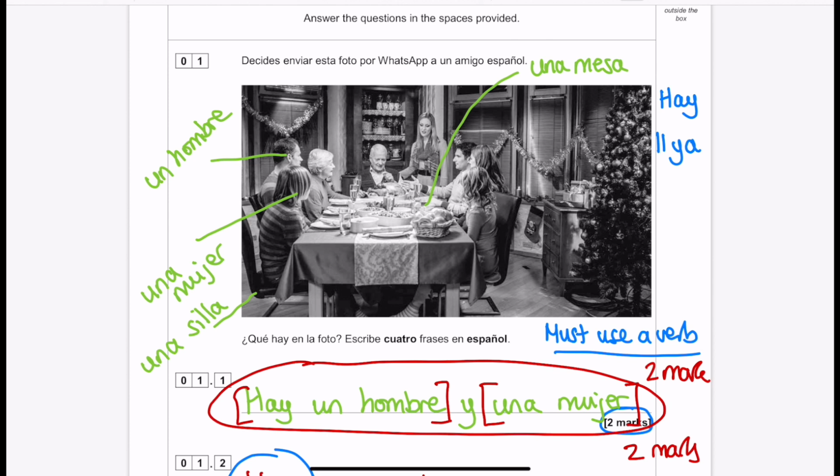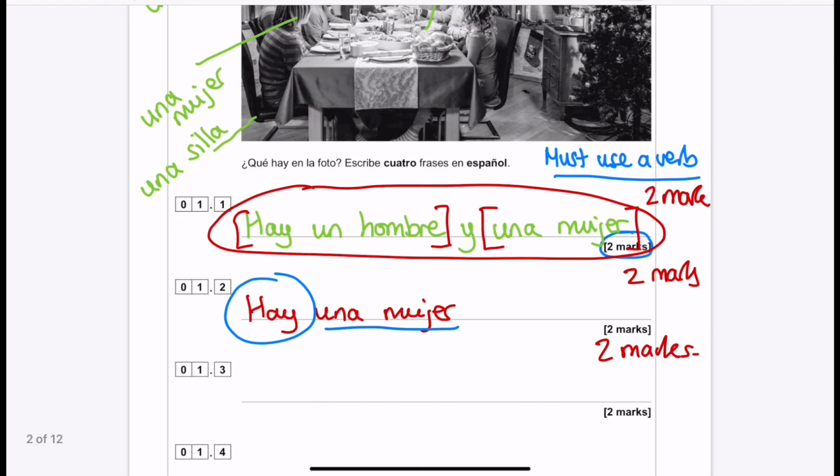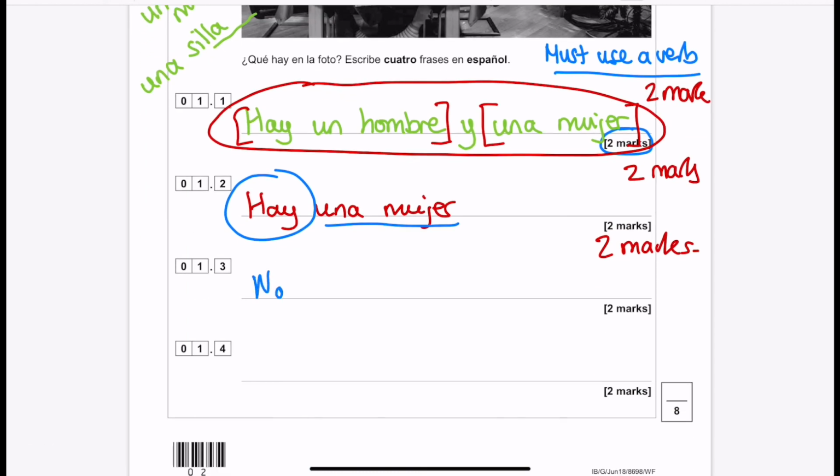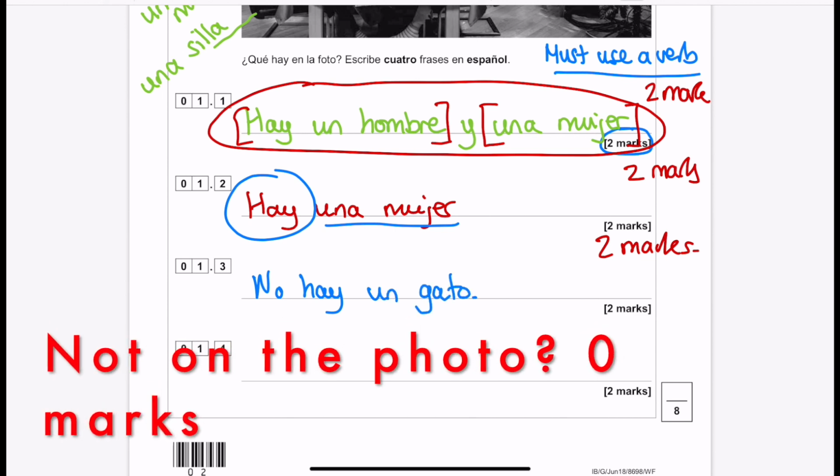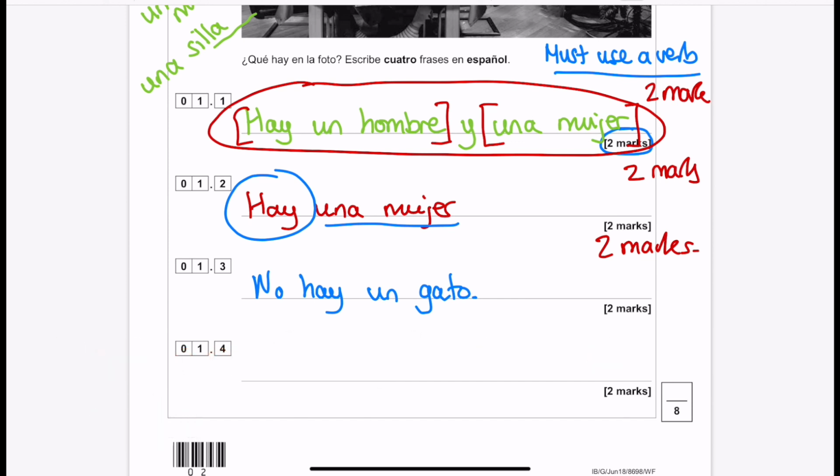And the last thing, which is really, really important, if something doesn't feature on the photo, so for instance, I could say un gato. There's no cat anywhere in this photograph, but if I were to put, for instance, no hay un gato, you don't get any marks for that. You must write what is in the photograph, because if it isn't in the photograph, you won't get any credit for it.